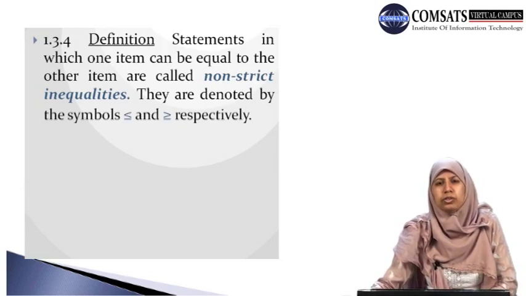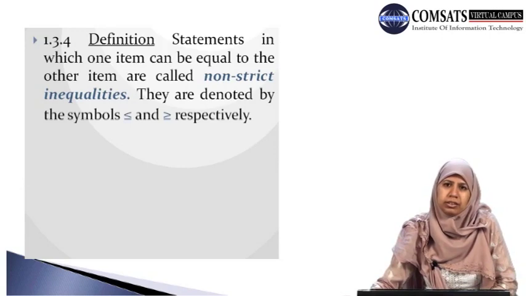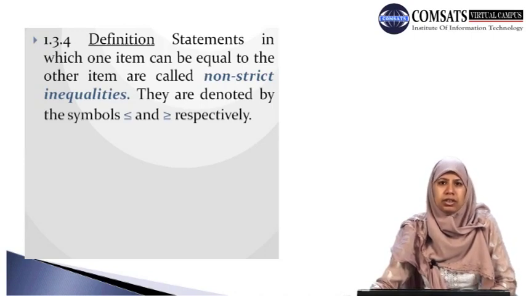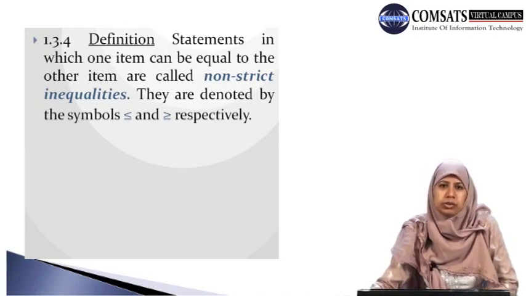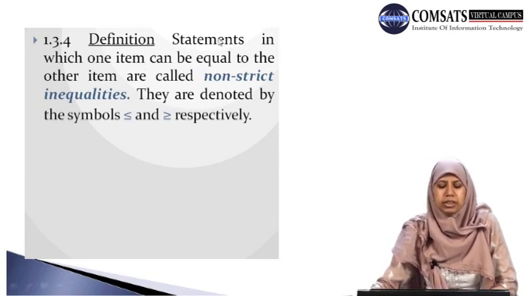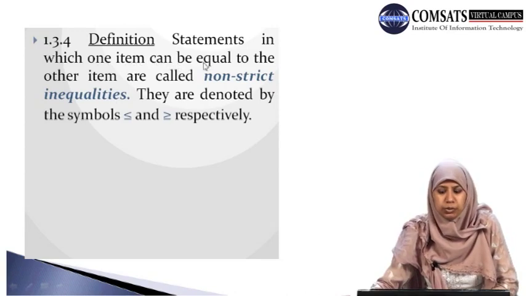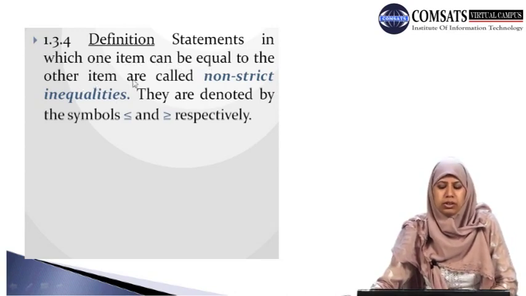Now we see that there are also inequalities which are non-strict. We have seen inequalities which are strict, of three types: absolute inequality, conditional inequality and double inequality. But what happens if one quantity is less than the second quantity and also at some time equal to the second quantity? Then the statements in which one item can be equal to the other item are called non-strict inequalities.